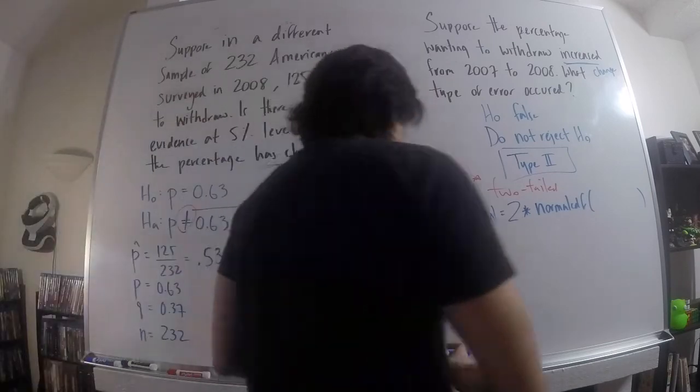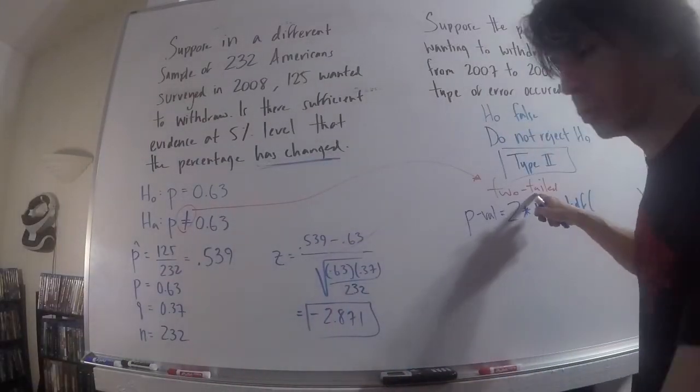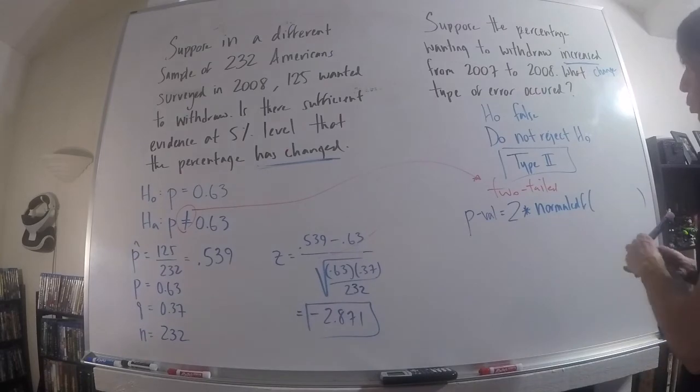All right, I'm ready for my p-value step. I have my reminder. I'm going to have to do the two-tailed because it's not equal to, or has changed.